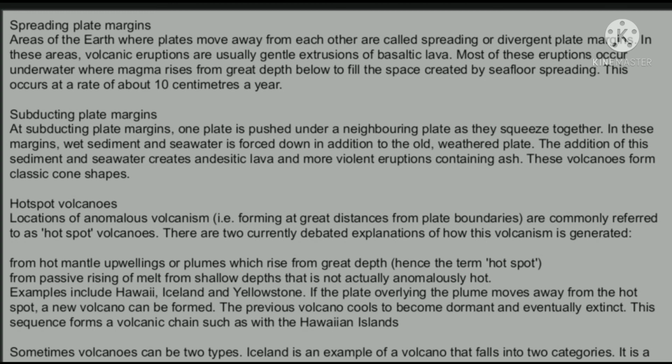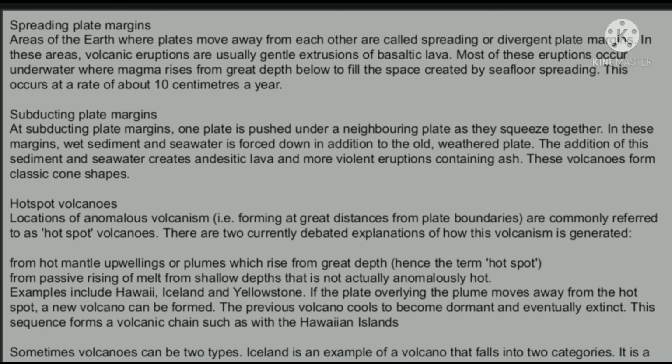Subducting plate margin. At a subducting plate margin, one plate is pushed under a neighboring plate as they squeeze together. In this margin, wet sediment and seawater are forced down in addition to the old weathered plate, and the addition of sediment and seawater creates viscous lava and violent eruptions containing ash. These volcanoes form classic cone shapes.